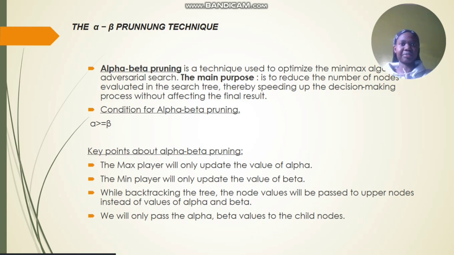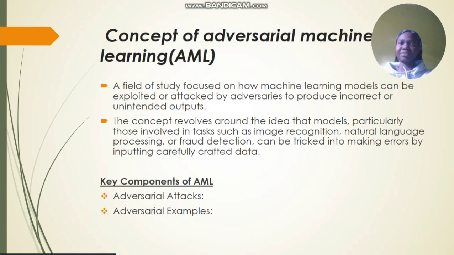Key points we can take from the alpha beta pruning technique. The max player will only update the value of alpha, then the min player updates the value of beta. While backtracking the tree, the node values will be passed to upper nodes instead of the values of alpha and beta. Then we only pass the alpha and beta values to the child nodes.